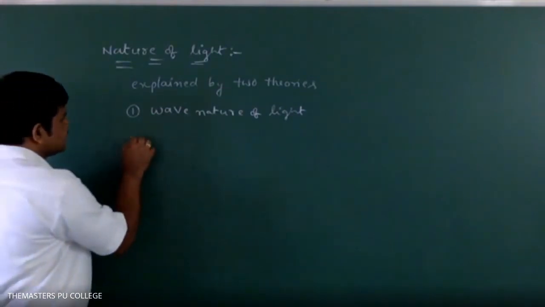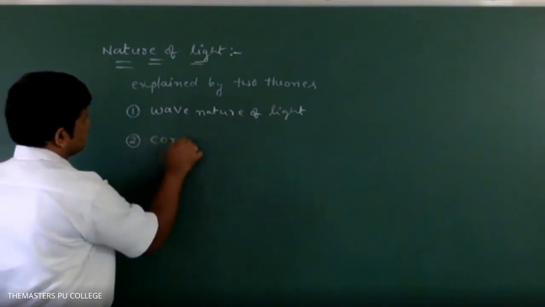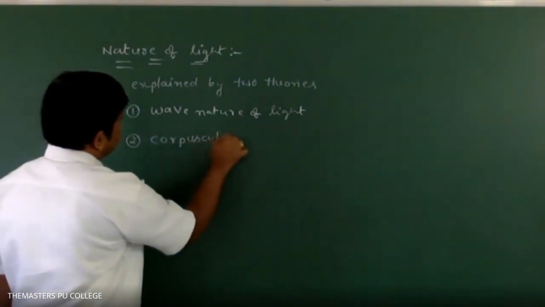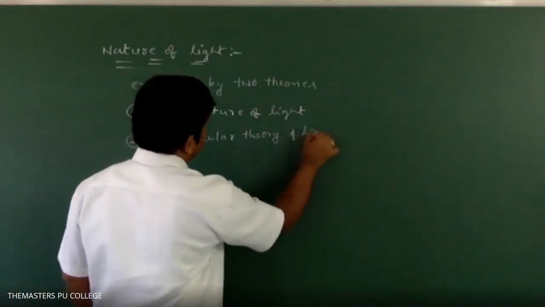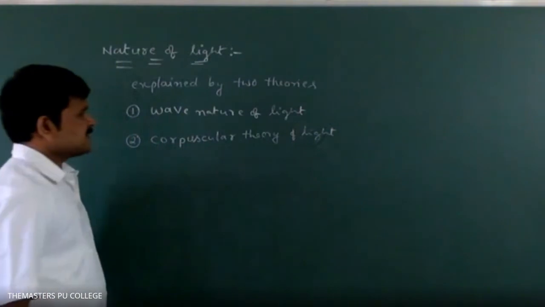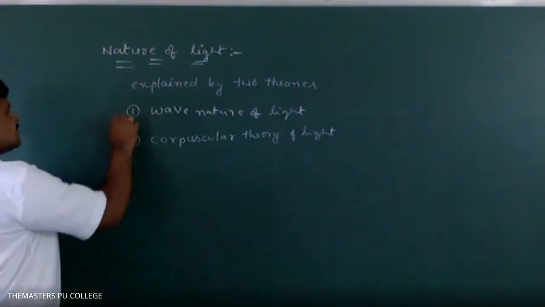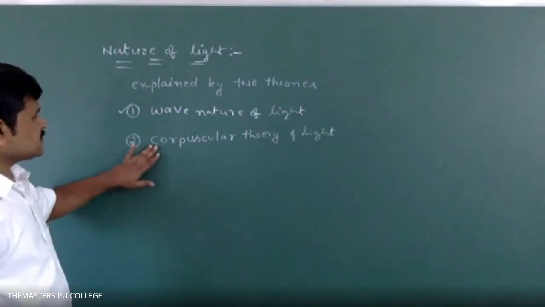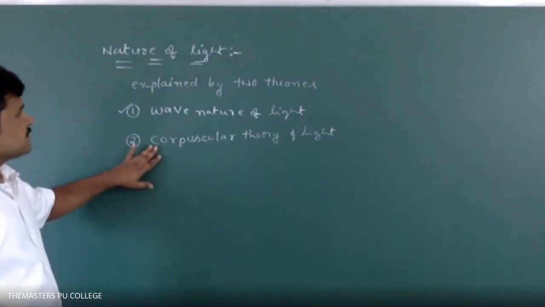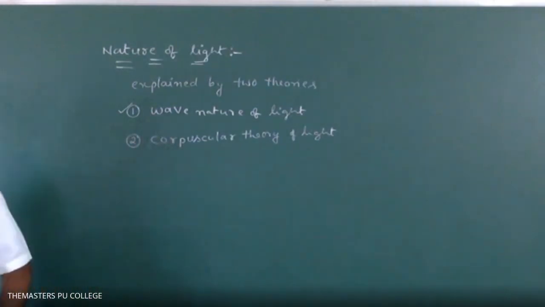Okay. The second one is corpuscular theory of light. So in these two theories, this is the successful theory, this is the failure theory. This theory was proposed by Newton and Compton. This theory was proposed by Maxwell, Huygens.